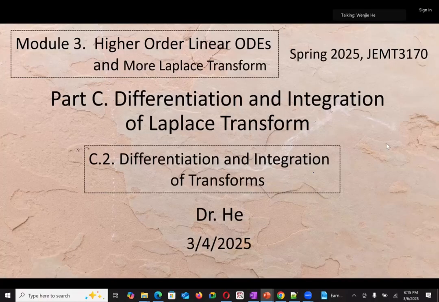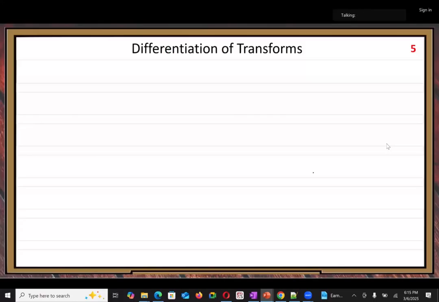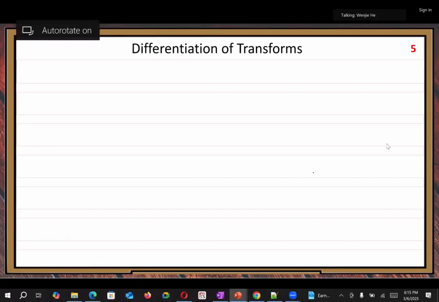Let's go to another important topic: differentiation and integration of transforms, Laplace transforms. So you may remember, integration, we did something in module 2, right? So integral, remember the Laplace transform? So here let's recall what we did in module 2.